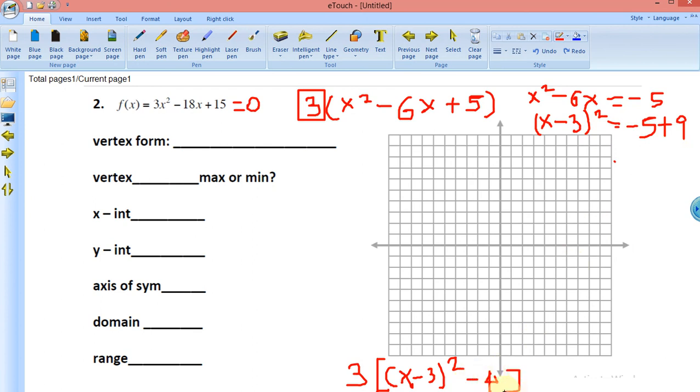So don't forget the standard form now. The standard form is always such that you have this. So I'm going to use 3 to open up this one, so I can write the vertex form now. So that will be 3 into x minus 3 square, because I want to write in vertex form. So I can use 3 to multiply this 4 now. So that's minus 12. So this is the vertex form.